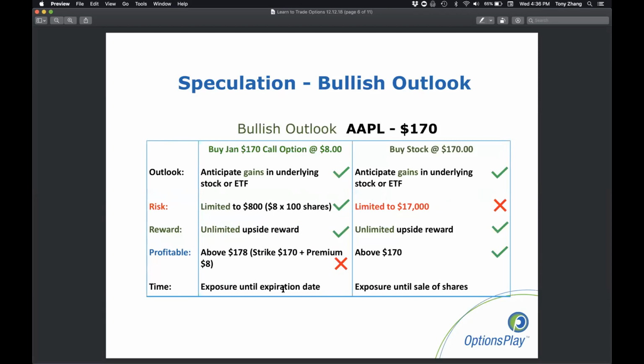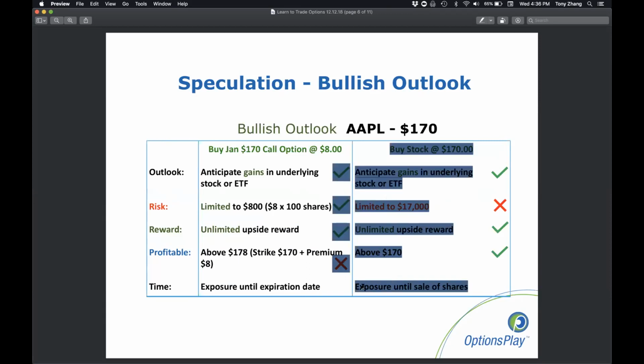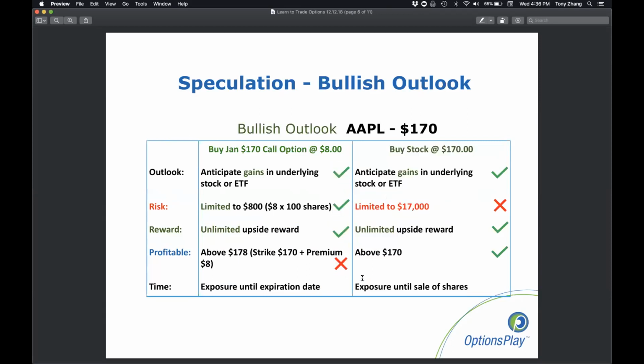And the third difference really comes down to exposure. When you buy a stock, you will maintain upside exposure in that stock until you sell the shares. So whether you hold on to those shares for a day, a month, a year, however long you hold on to it, that's how long you maintain exposure.